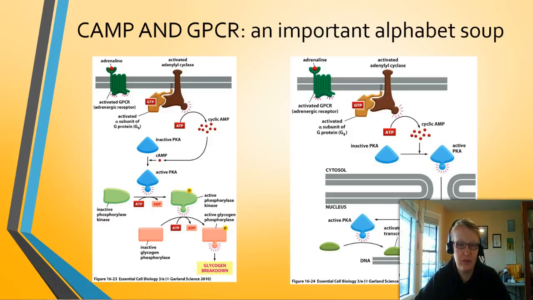And as you can see, there's two different actions here. One is it's going to start transcription. The other one is it's going to trigger glycogen breakdown. So you can see how this same process can allow for different things to happen within the cell. So it's really important that you understand that. Be prepared to be able to discuss these examples in class, guys.